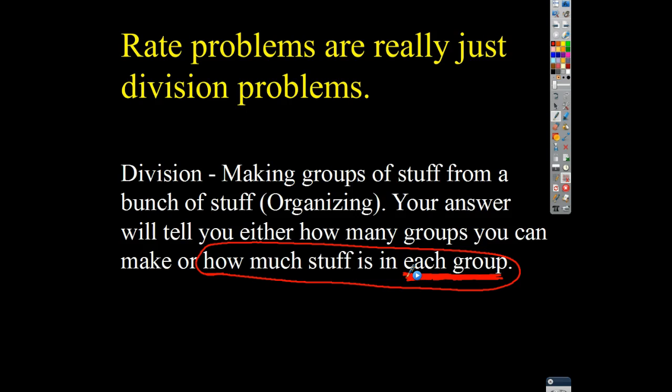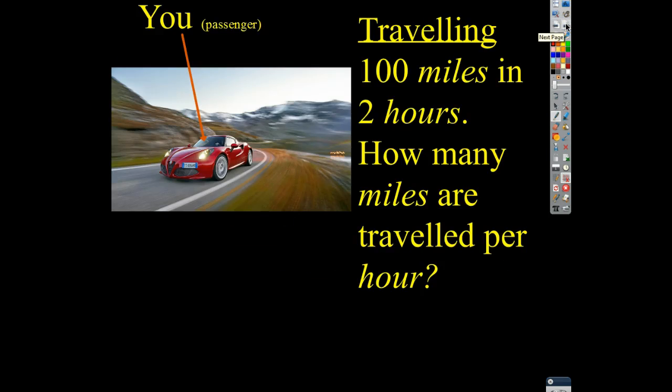So let's go back to the passenger problem. You're driving along in this car, you go 100 miles in 2 hours, and we want to know how many miles are traveled per hour. Let's talk about what the total stuff is here. Is the 2 hours the stuff or is the 100 miles the stuff? And which one is the groups? Well, this is telling us: it says how many miles.